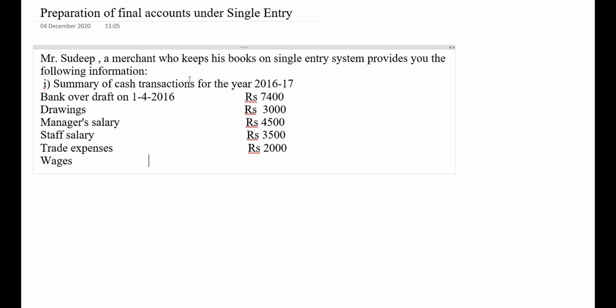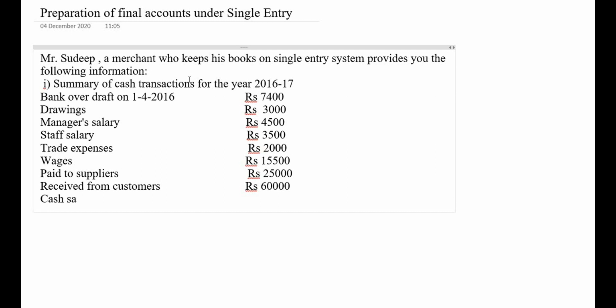Wages rupees 15,500. Then paid to suppliers, that is nothing but a payment made to creditors, rupees 25,000. Then received from customers, that is nothing but debtors, rupees 60,000. Cash sales rupees 5,000. Bank balance on 31/3/2017, rupees 4,100.